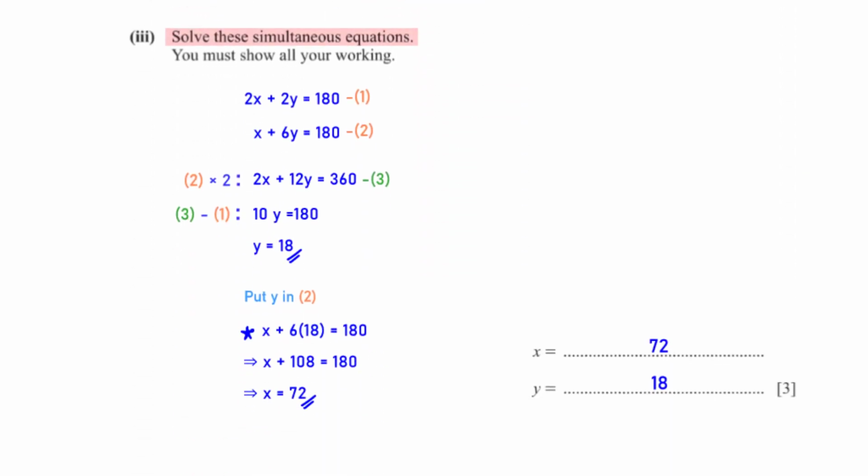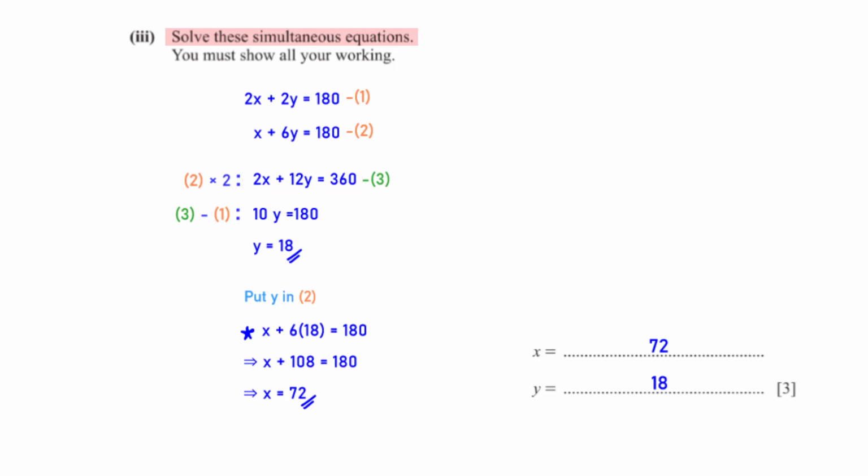Solve these simultaneous equations. You must show all your working. First, let's label the two equations. We will be using the elimination method. We want to eliminate x, so we multiply equation 2 by 2. This gives us 2x plus 12y equals 360, which we've labeled as equation 3.